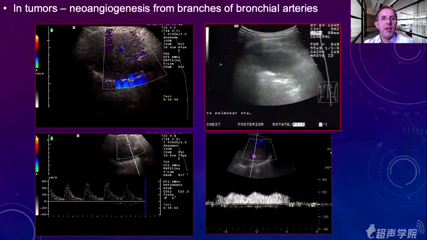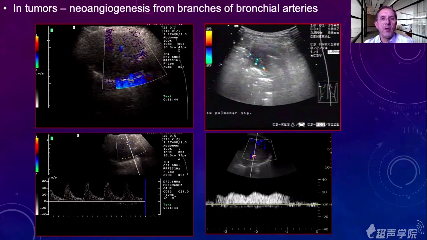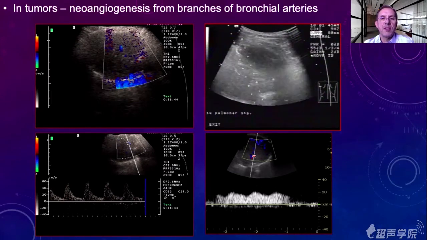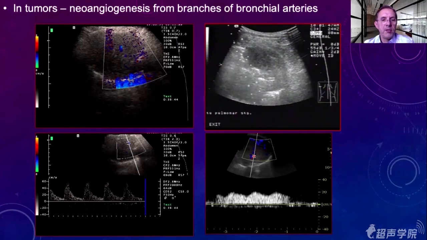By contrary, in tumors, we have neoangiogenesis from branches of bronchial arteries, and you see here some examples with a tumor, with the neovascularization in the tumor, and you see the pattern of low resistance flow.